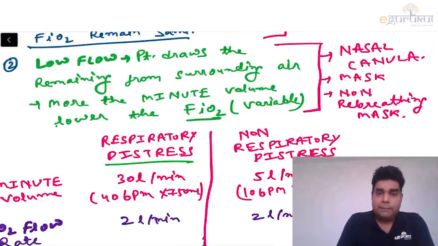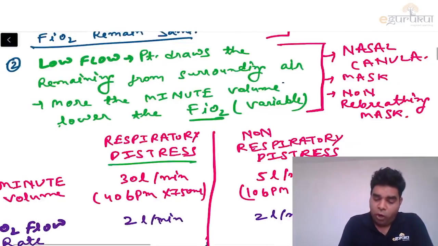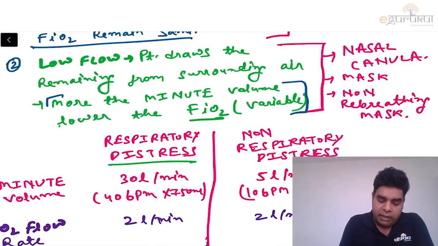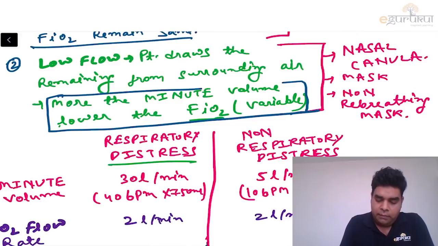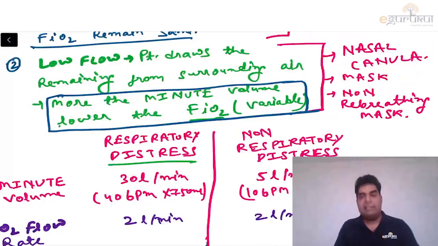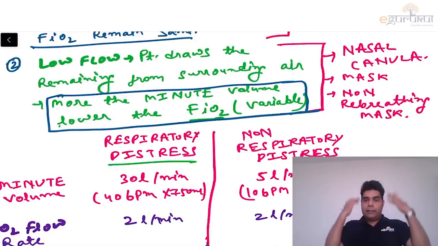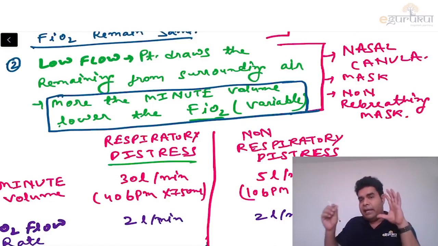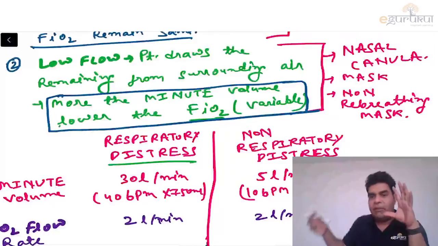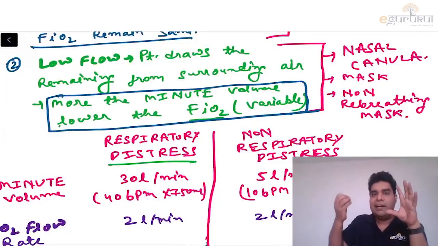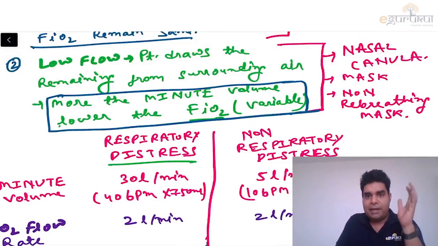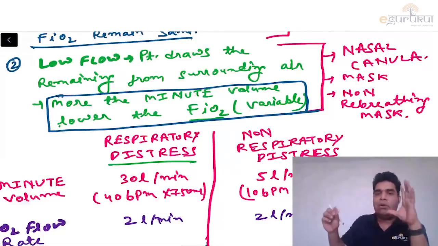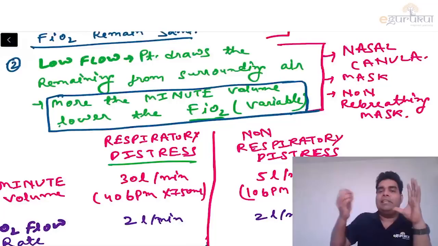Now, remember, the more the minute volume, the lower the FiO2. If a patient is in respiratory distress and is trying to take a lot of air, then the percentage of air coming from the device, from the oxygen cylinder, will be low, because the major amount of air will be from the surroundings and a lesser amount of air will be from the oxygen cylinder.